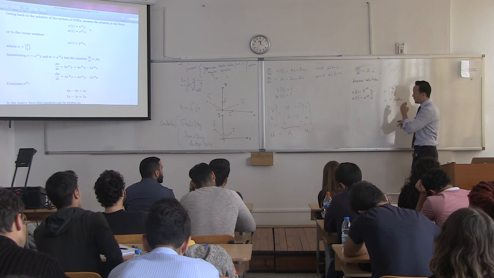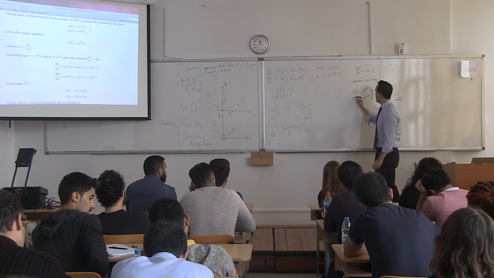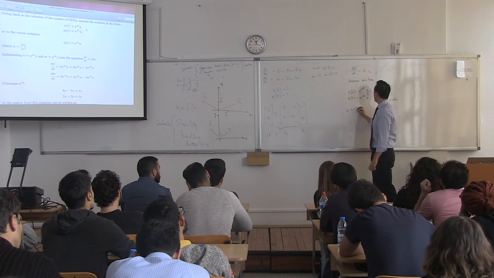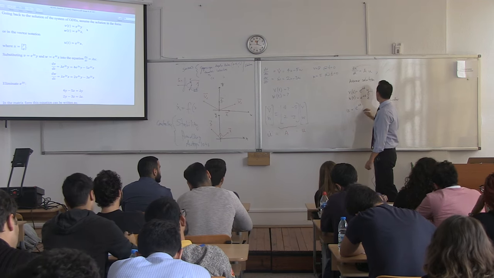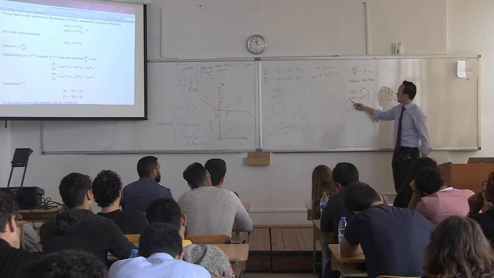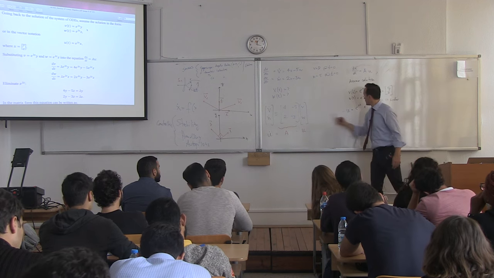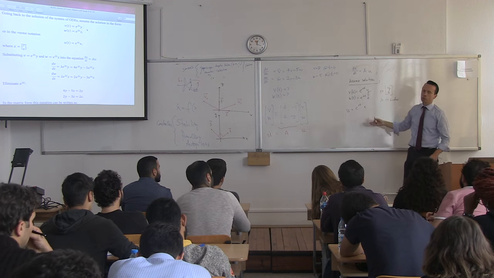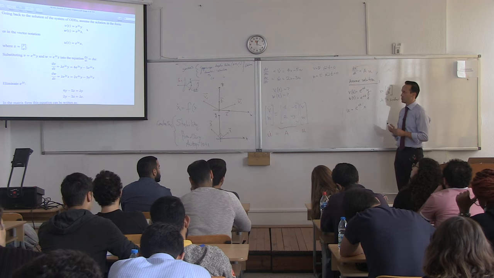Okay? So I could write this problem in the following way. I could say u is equal to e to the power lambda t times x. So this is just assuming a solution. I don't know if this is the solution, but I'm just assuming that it is the solution.